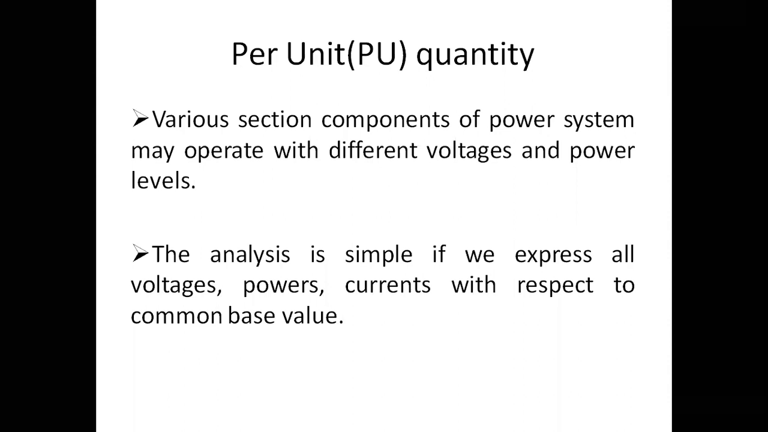Earlier we have seen one simple example. In that example, we used three generators. The three generators have different power ratings or different voltage ratings. Similarly, we have used two transformers, which also have different specifications. So no transformer or generator will have the same capacity. Most of the time, different capacities, voltage levels and power levels are available. If that is the case, in order to make the analysis simple, we express the specified parameters, that means voltages, powers and currents, with respect to a common base value.